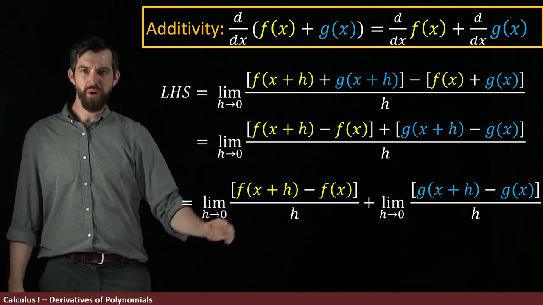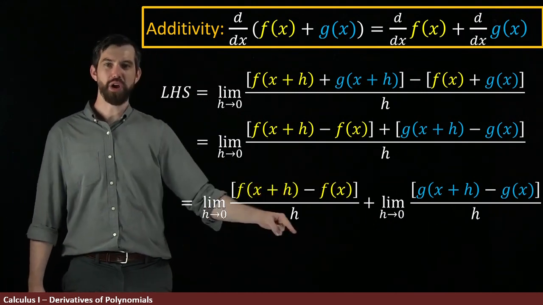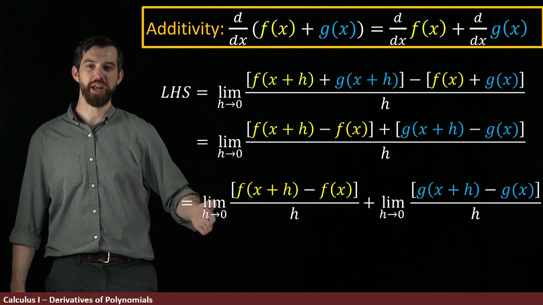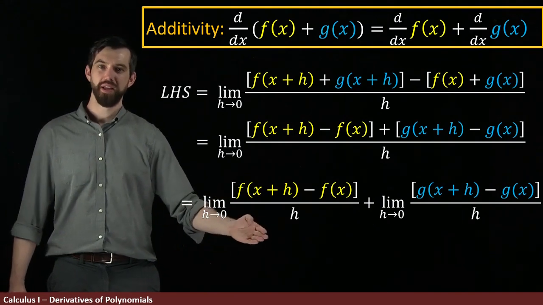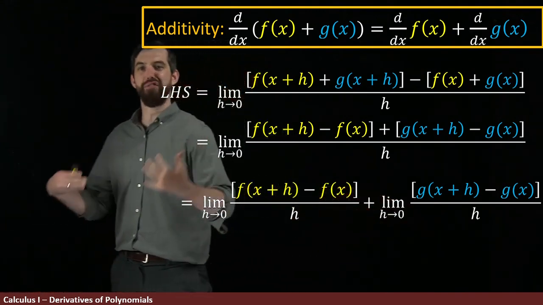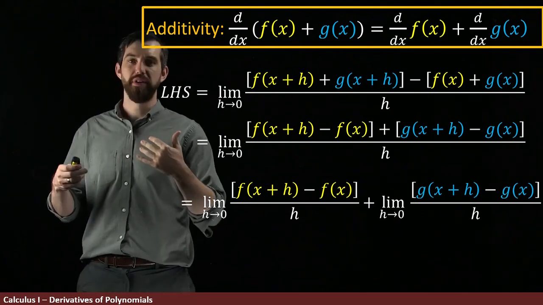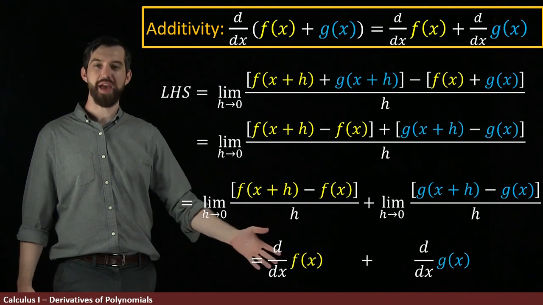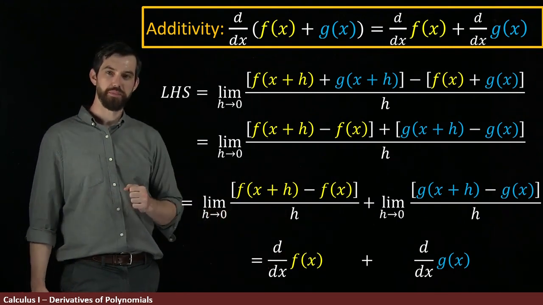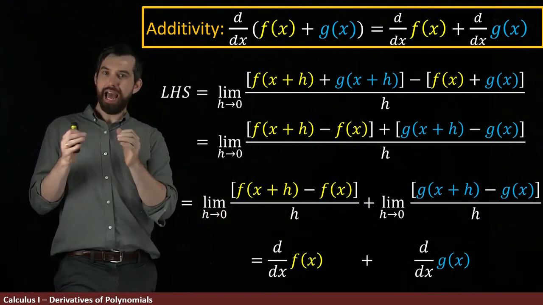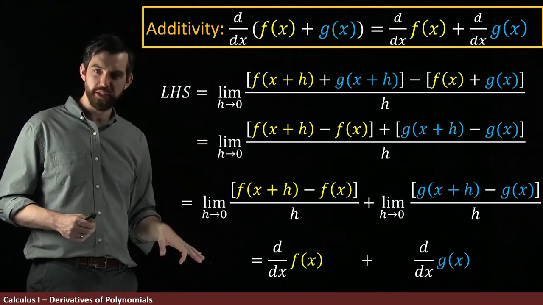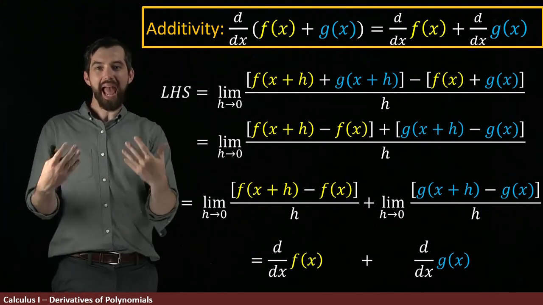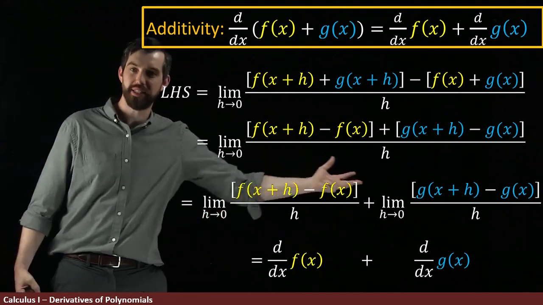Limit as h goes to 0, f of x plus h minus f of x all over h. This is the definition of the derivative of f. And then the same process over here, that's the definition of the derivative of g. And so I'm going to say that this is equal to the derivative of f plus the derivative of g. Now, I should add as a caveat that as we've gone through this process, what we need to have is that both of these limits exist.